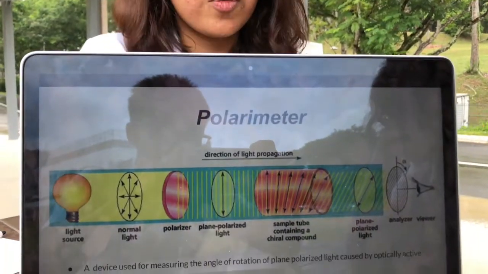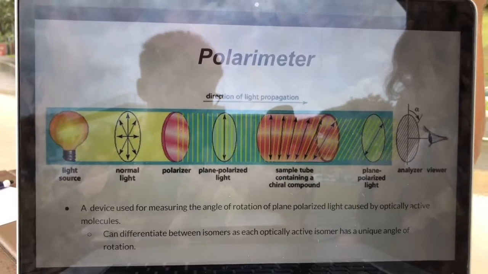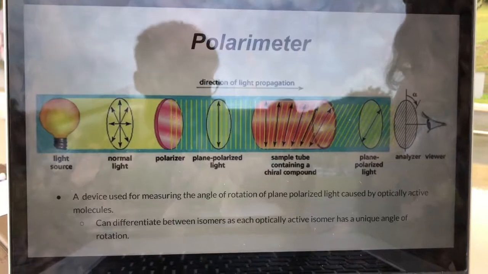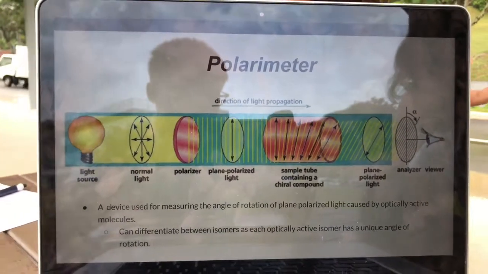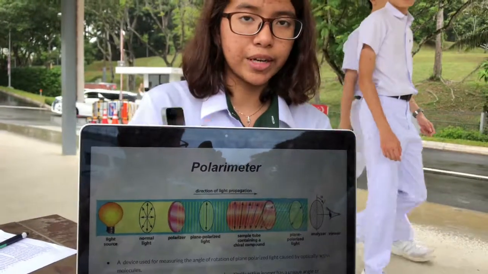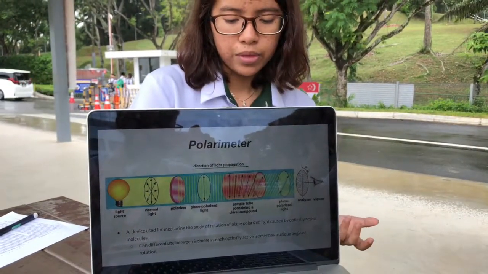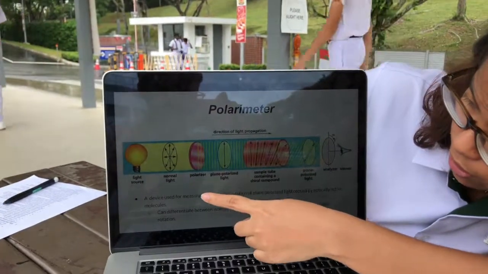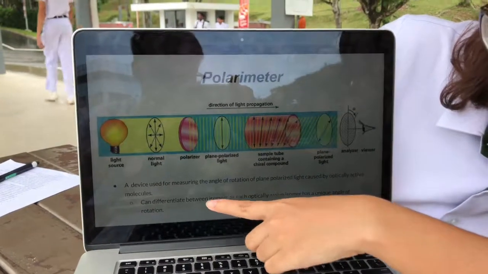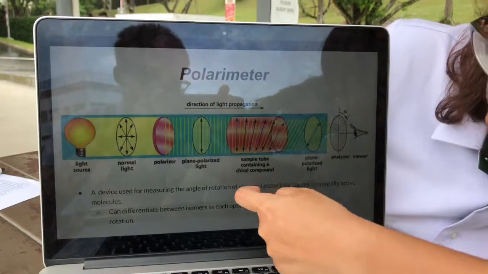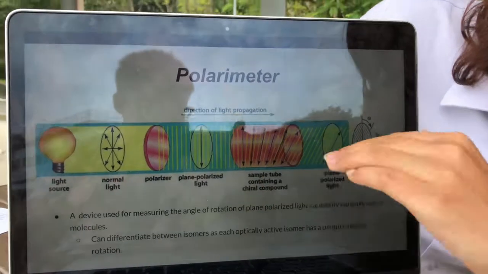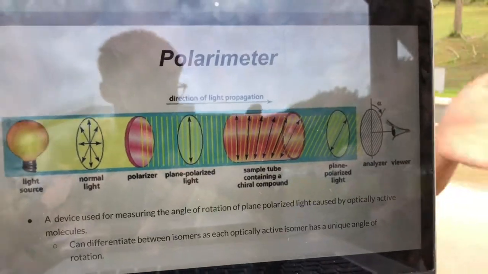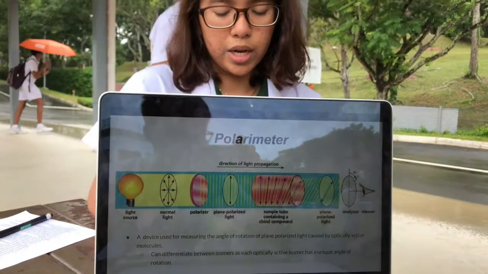The way that we can differentiate enantiomers is using a machine called a polarimeter. It's a device for measuring the angle of rotation of plane polarized light caused by optically active molecules. Different enantiomers, by virtue of having different orientations, react to light in different ways. When you shine a light through a polarizer, the plane polarized light passes through the sample, which will tilt the light by a certain degree, and by measuring this degree, we can determine which enantiomer this is.